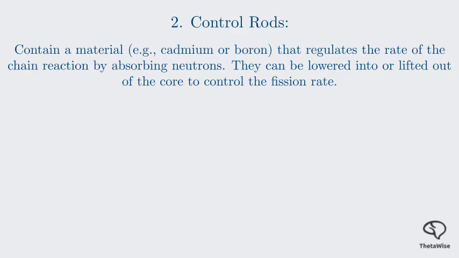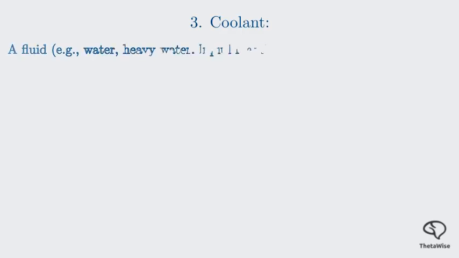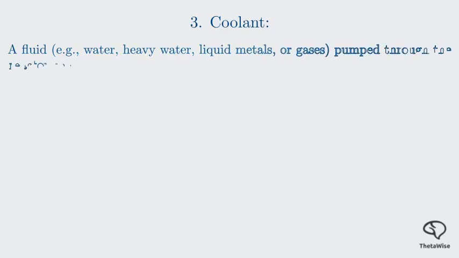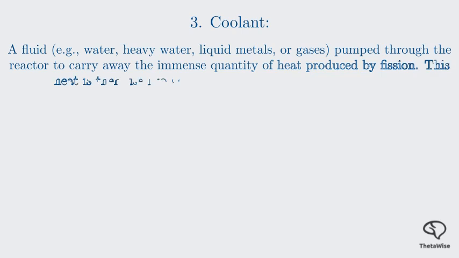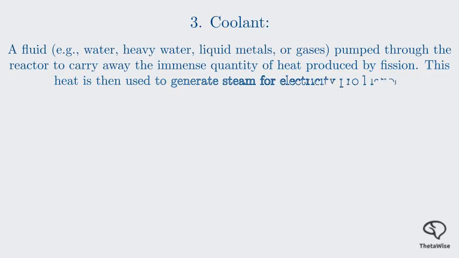The third element is the coolant. A coolant is a fluid, often water, but it can be heavy water, liquid metals, or gases, that is pumped through the reactor. Its main job is to carry away the immense quantity of heat produced by the fission reactions. This superheated coolant then transfers its energy to a steam generator, where it boils water to produce steam. This steam then drives a turbine to generate electricity. Without the coolant, the reactor core would quickly overheat and melt.